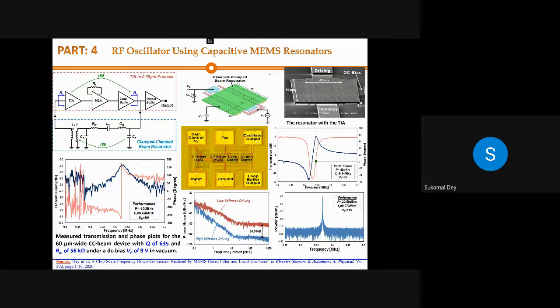Now, after this amplifier was designed, the resonator was designed. You can see the resonator's microfabricated image, and then you connect them together with some bond wire, and then you can see the phase noise performance. You can see the output power performance and other things. This is the way one can use MEMS in oscillator applications.